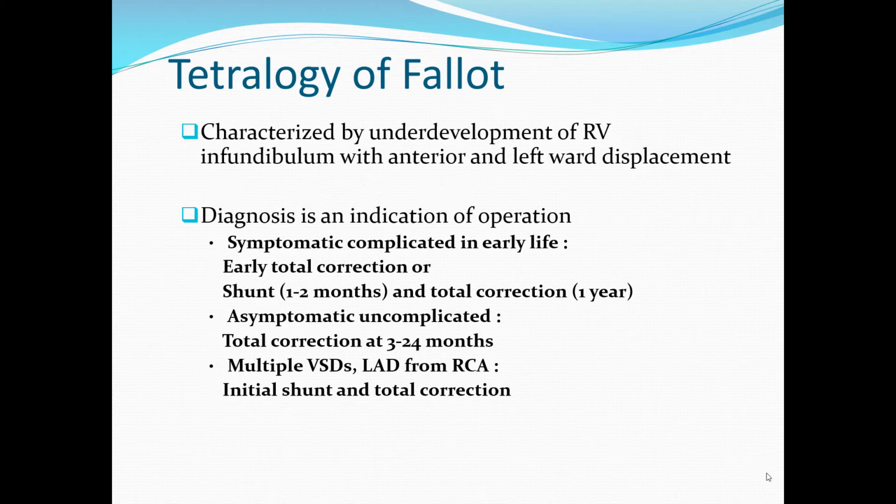If the overriding aorta is not there, this means that it's only VSD-PS, no more than that. It's not a tetralogy. Sometimes if it's associated with ASD, it's called pentalogy. Diagnosis by itself is an indication for operation.